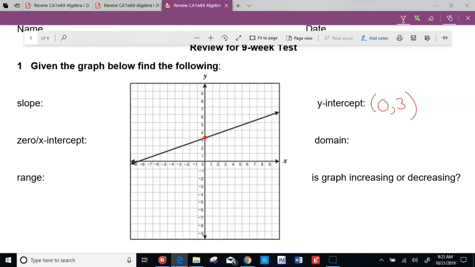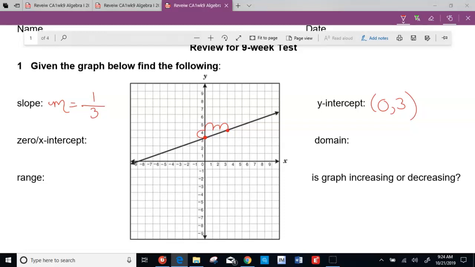Next, we're asked to find the slope, so I'll pick another point on this graph that's easy to read, and right here I have another point, and I can simply find my rise and my run. I go up 1 unit, and I go to the right 1, 2, 3. Therefore, my slope, which we call m, is equal to the rise of 1 unit and the run of positive 3 units. So 1/3 is my slope.